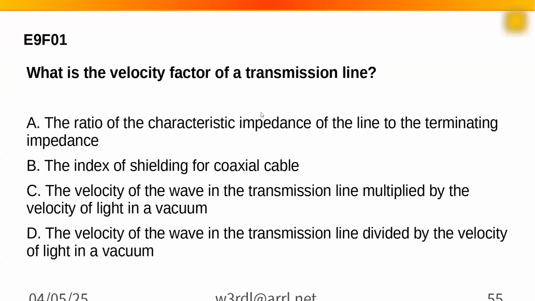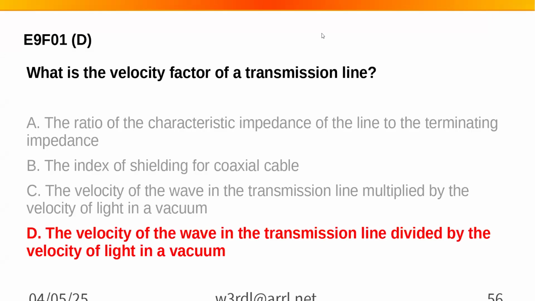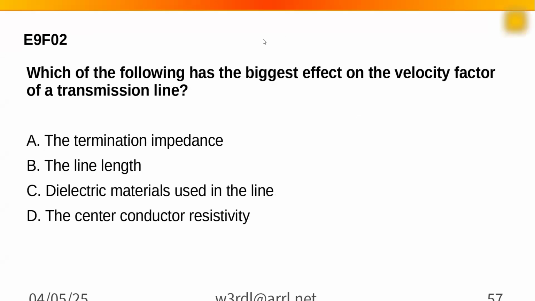So what's the velocity factor of a transmission line? You say Charlie or Delta? I said Charlie, then meant Delta. Okay. You didn't like Bravo? No. Which of the following has the biggest effect on the velocity factor of a transmission line? Charlie.